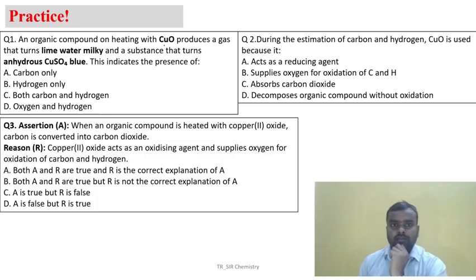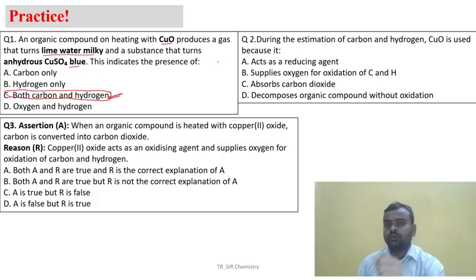Organic compound on heating with copper oxide produces a gas that turns lime water milky, and a substance that turns anhydrous copper sulfate blue. This indicates the presence of which one? Both carbon as well as hydrogen. Right? So option C is the answer.